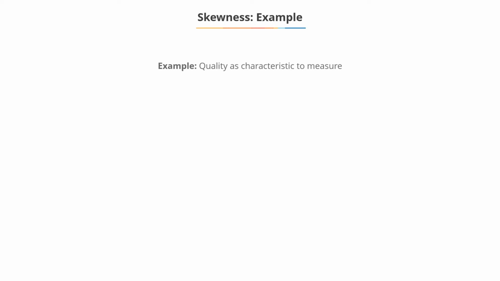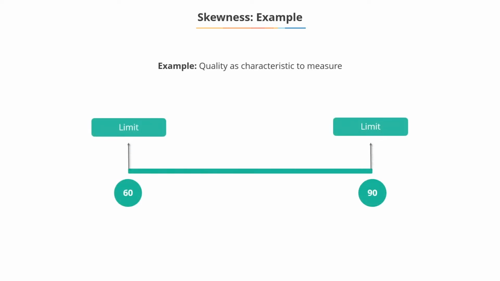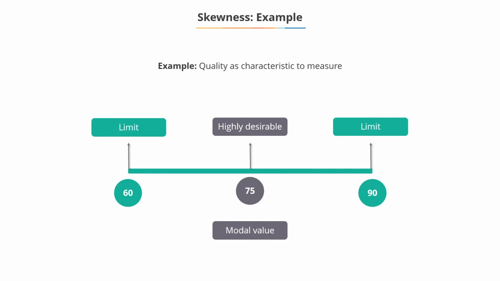A quality characteristic has specification limits 60 to 90. The average of these limits is 75, and it is highly desirable to produce units with that quality characteristic value of 75. This value is the modal value. Exceeding 90 and falling below 60 can be a concern.